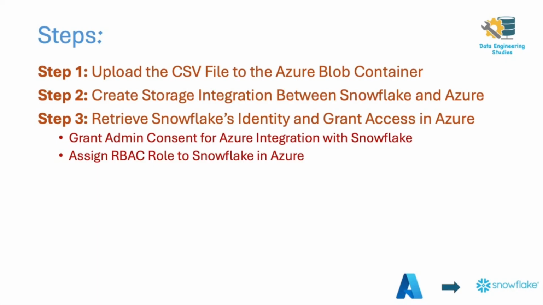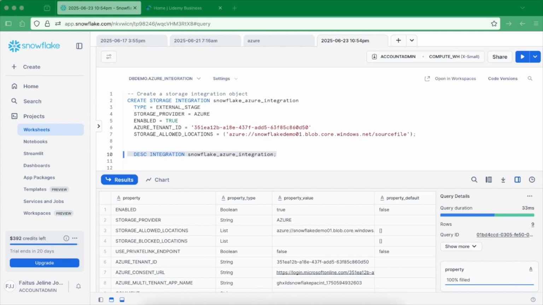The next step is to retrieve Snowflake's identity and grant access in Azure. In order to do that, we have to do two steps. The first step is to grant admin consent for the Azure integration with Snowflake. The next step is to assign an RBAC role to Snowflake in Azure. Before Snowflake can authenticate with Azure, you must grant admin consent for the integration.